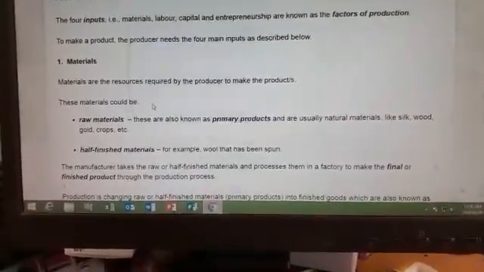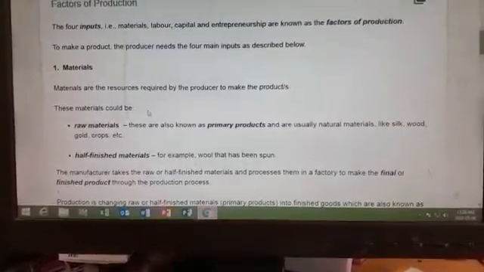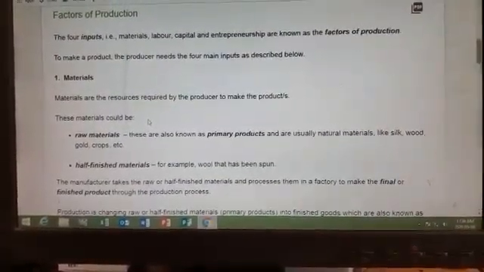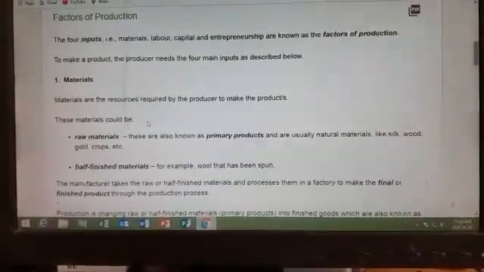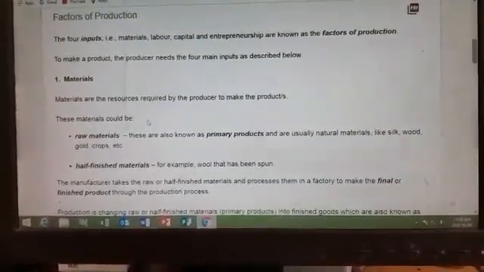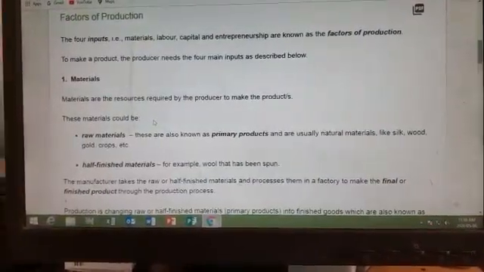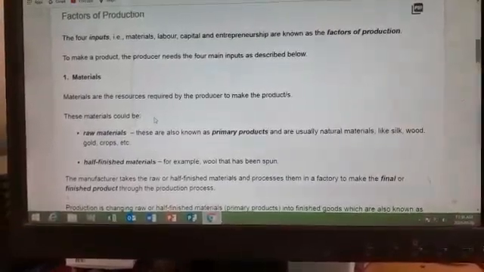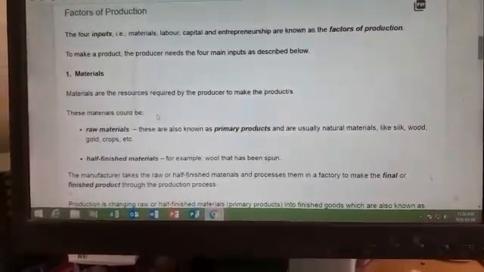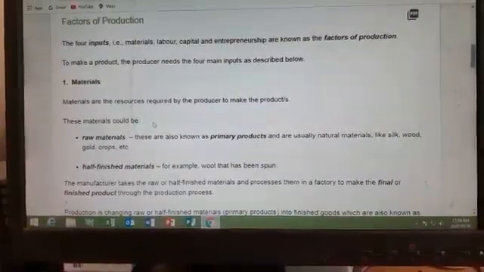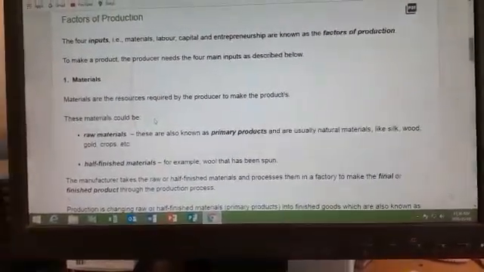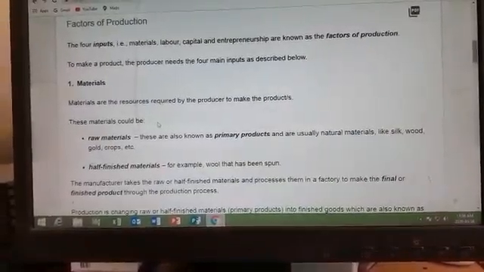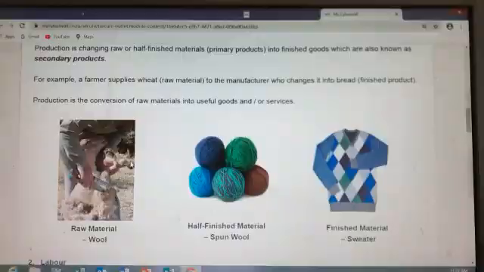Half-finished products or materials are products that are in an incomplete state, such as a ball of wool that has been spun. So it is half finished because it still needs to be used to knit into an item such as a jersey, a scarf, a hat, mittens, etc. The manufacturer takes the raw or half-finished materials and processes them in a factory to make the final or finished product through the production process.